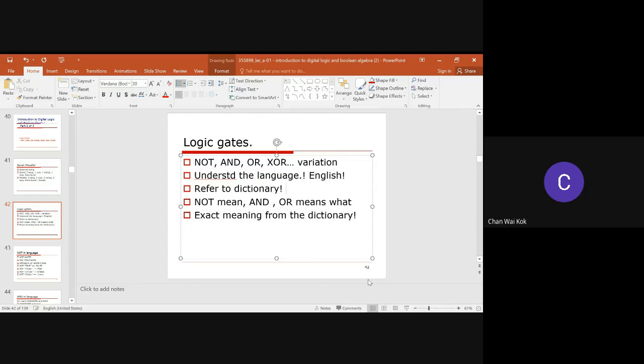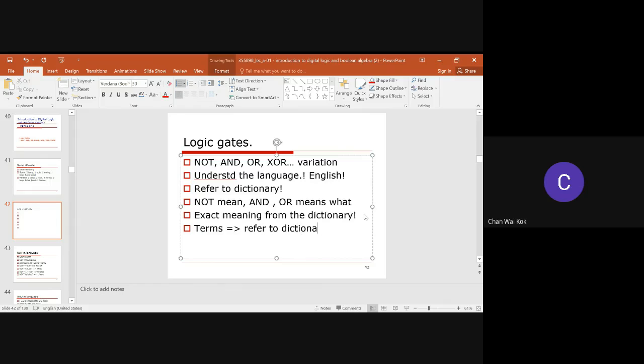So you have various gates: and, or, not. First thing, you must understand the English language. If you don't understand the word, you have to refer to a dictionary. What's the meaning of not? What's the meaning of and, or, and XOR? All this meaning, you must know by heart from the English dictionary. If you don't know the meaning of the words, then you are just memorizing. You must know the meaning. The exact meaning will come from a dictionary. Next time if you don't understand any terms, just refer to a dictionary.